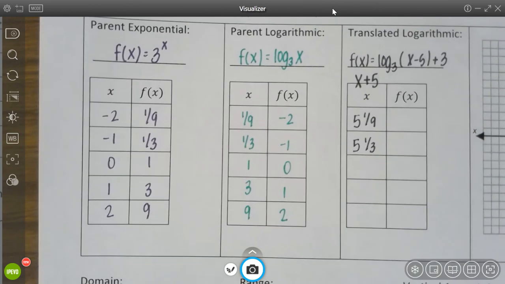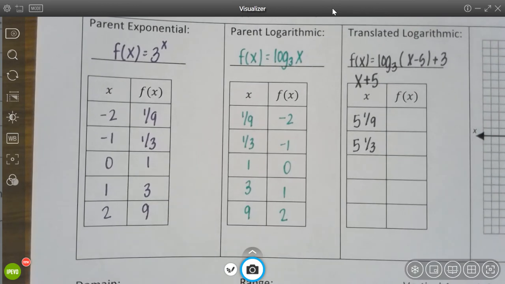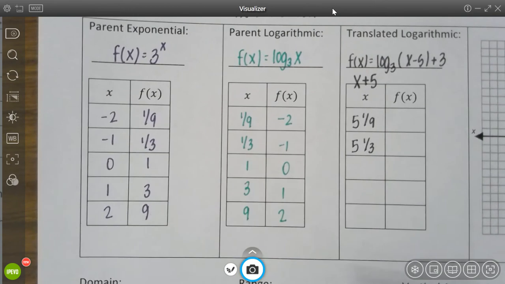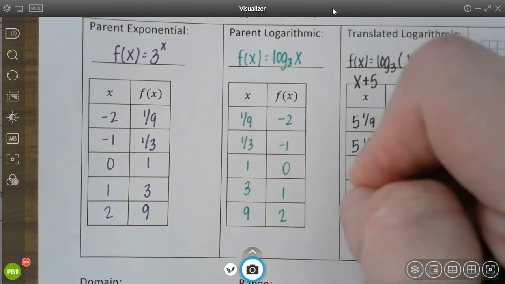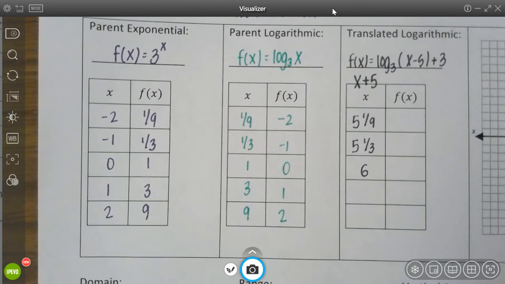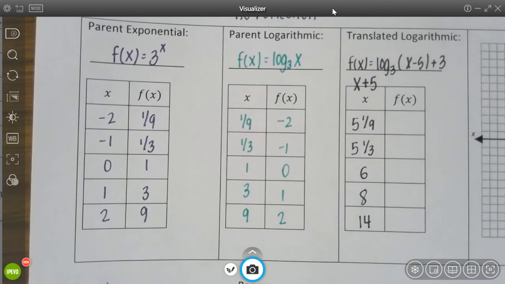You can just write them as mixed numbers because you're going to want to know where they're going to fall in your coordinate plane anyway. And then the other values should be pretty straightforward. If I add 5 to 1, it'll give me 6. 3 plus 5 will give me 8. 9 plus 5 will give me 14. So 5 1/9, 5 1/3, 6, 8, and 14 for my x values.